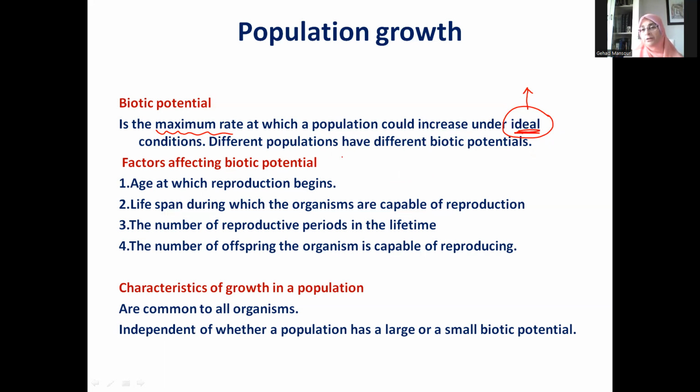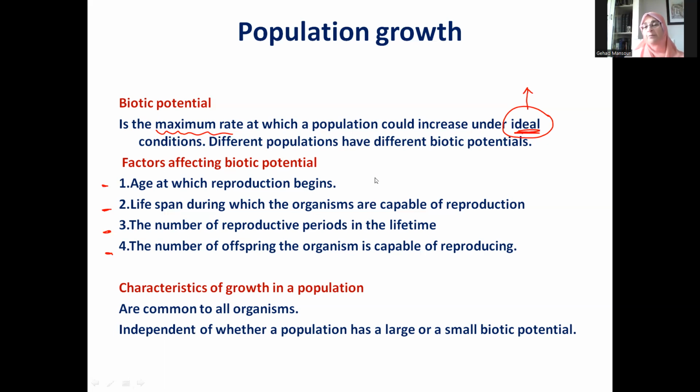What are the factors in general that affect the biotic potential? We have four main factors that affect the biotic potential. The first one is the age at which reproduction begins. For example, in human beings, the age is a bit later than in other organisms because the couple have to prepare their home, they have to have enough money to be capable of making a family and be responsible for their offspring.